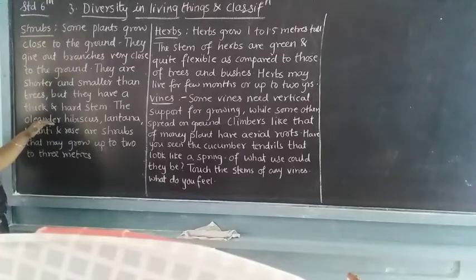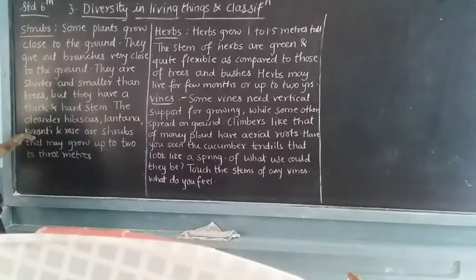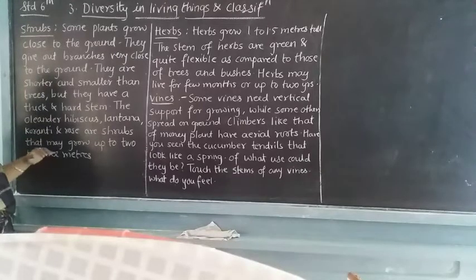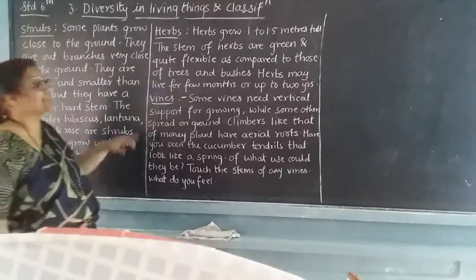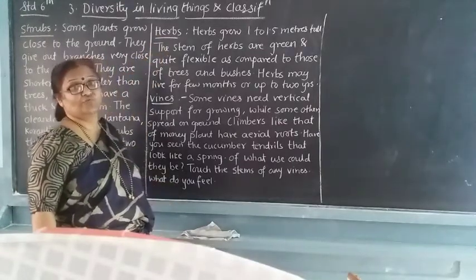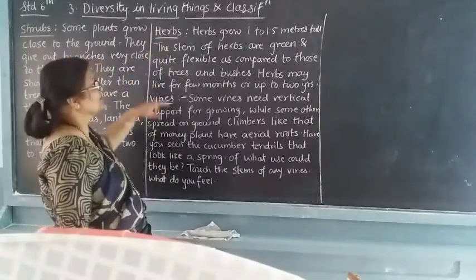The hibiscus, lantana, crossandra and rose are all shrubs, and they may grow even up to 3 meters. Then see the next one, herbs. Herbs grow 1 to 1.5 meters tall.